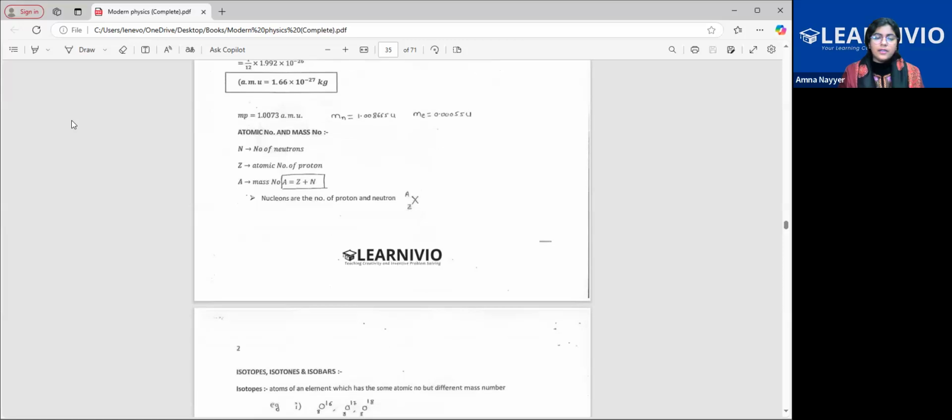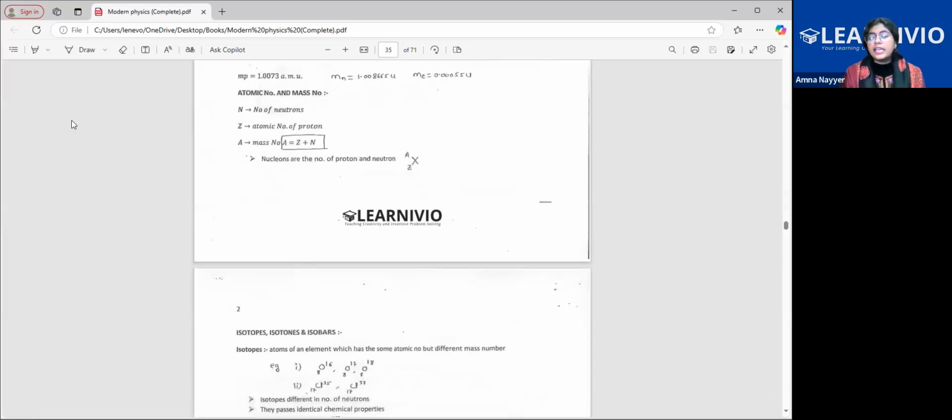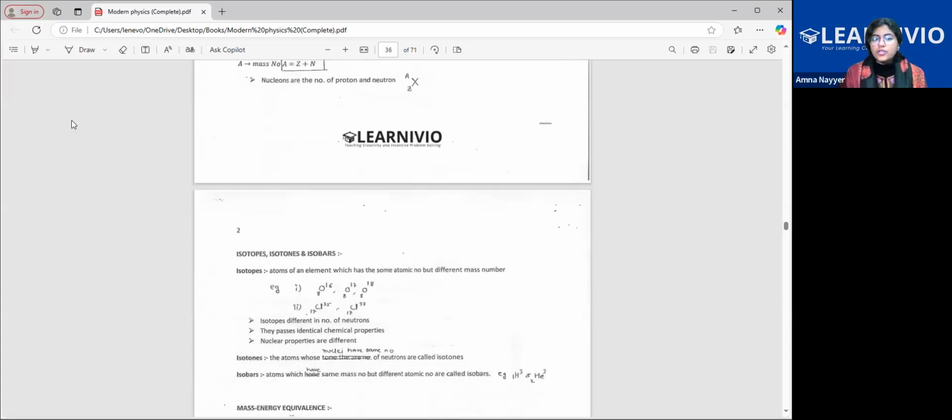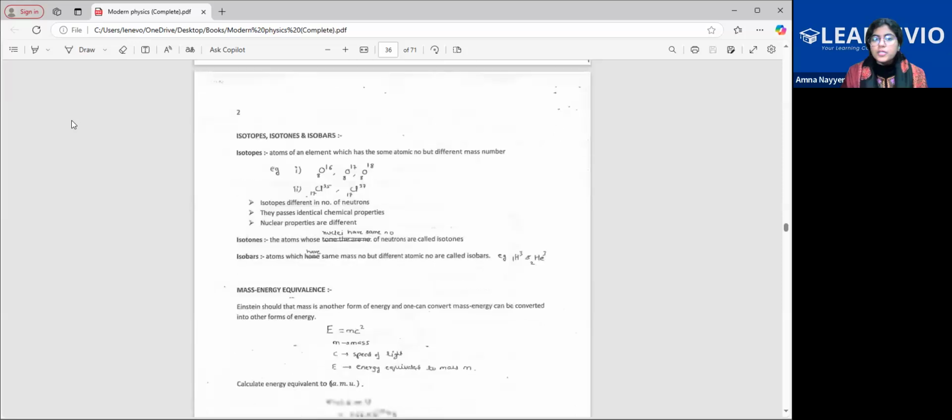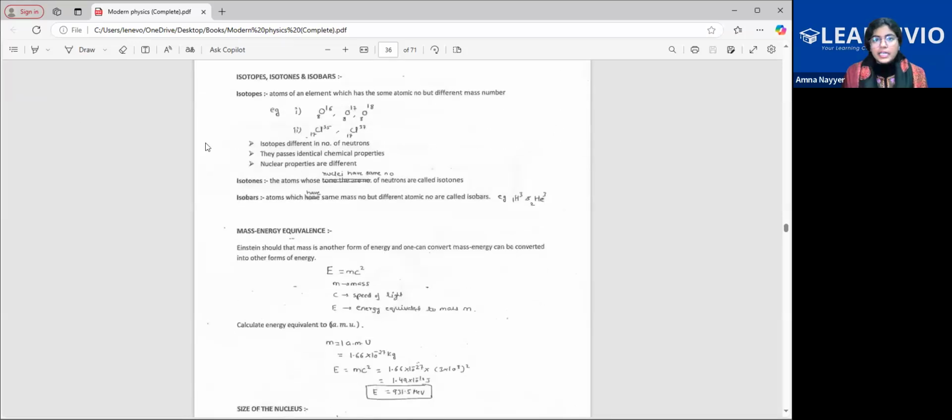A plus Z, we have discussed how it is written. A is equal to Z plus N. So the number of neutrons will be equal to A minus Z. Then nucleons are the number of protons and neutrons. So isotopes, isotones, and isobars we have discussed. Here you can just add one line about the isomers that you remember. I'll show you the PDF also.